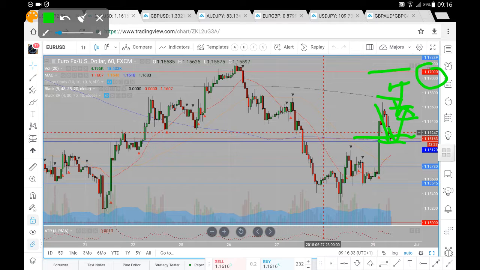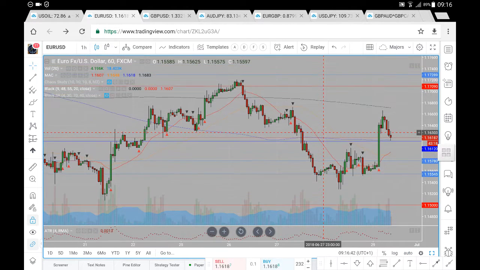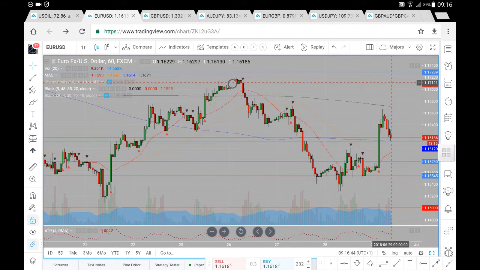If we do successfully break from 1.6.60, we are looking for price to head towards 1.7.10 and potentially 1.7.28 here to the upside. We don't anticipate prices moving much beyond the 1.7.28 here to the upside on the Euro Dollar.